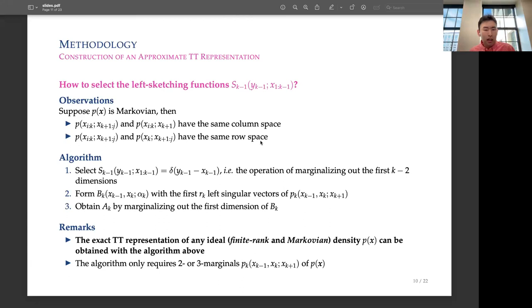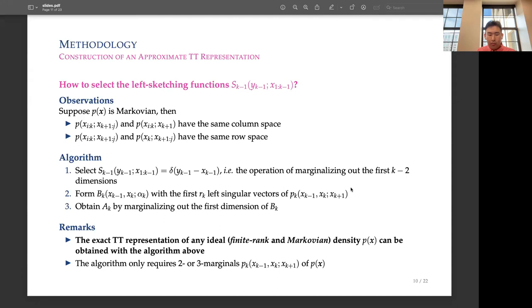And motivated by these observations, we simply select the left sketching functions s k minus one to be the operation of marginalizing out the first k minus one dimensions of the corresponding phi k minus one or phi k. And then in the second step, we form this bk with the first rk left singular vectors of the three marginals pk here. So why is this the case? Actually, phi k is defined by the first rk left singular vectors of the density function, and then we apply this s k minus one, or the marginalization, to the phi k.